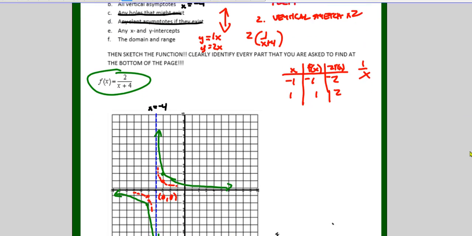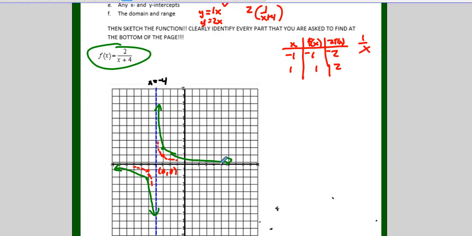So x and y intercepts. This time, again, there's going to be no x-intercept, and let's prove that again. So we set the function equal to 0. Cross multiply, you get 2 equals 0. That does not exist. That's not true.